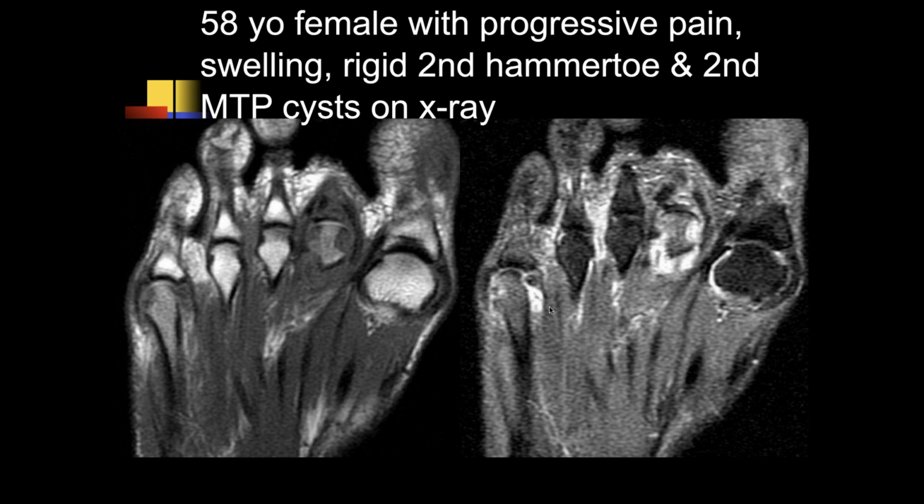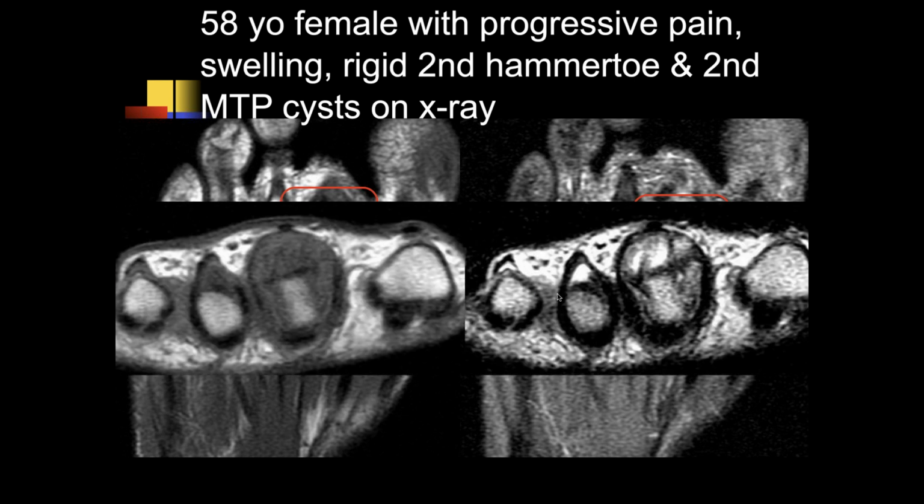Okay, so we have a 58-year-old female with progressive pain, swelling, rigid second hammer toe, and second MTP cyst on X-ray. It does look like she has some erosive changes along that second metatarsal head, and some soft tissue thickening there. Also along the fifth metatarsal head with surrounding edema. This could also be inflammatory arthropathy.